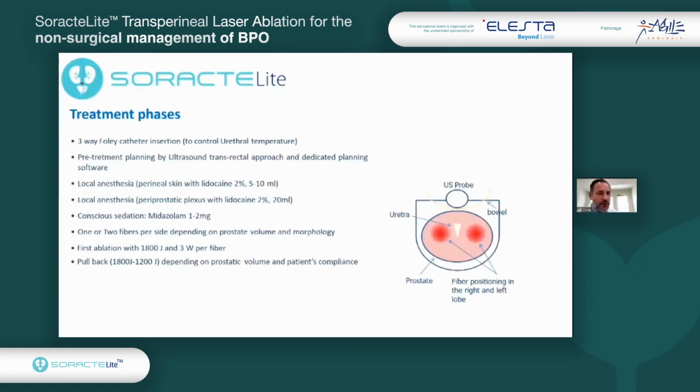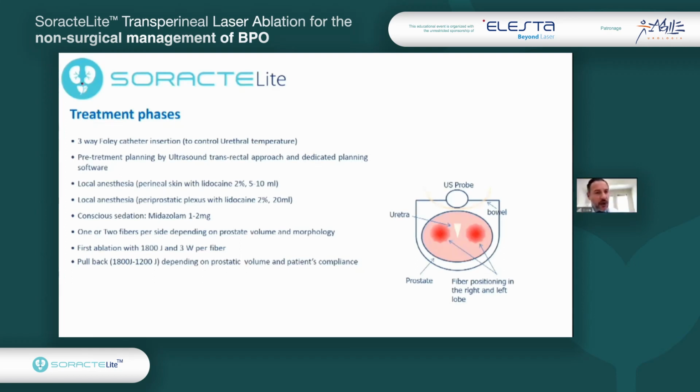This slide shows you the treatment phases of the SoracteLite. At the beginning, we place a 3-way Foley catheter, more than to control the urethral temperature, just to control and assess where the urethra is under ultrasound examination. And then we perform the transurethral ultrasound in order to define the prostatic volume and the prostatic morphology of the gland.